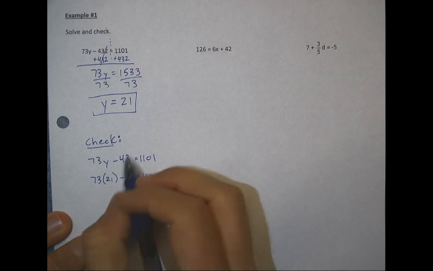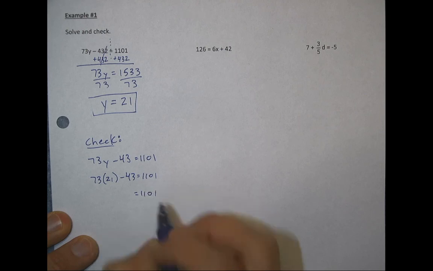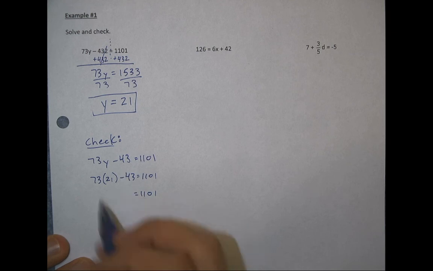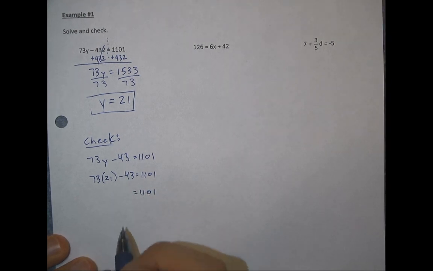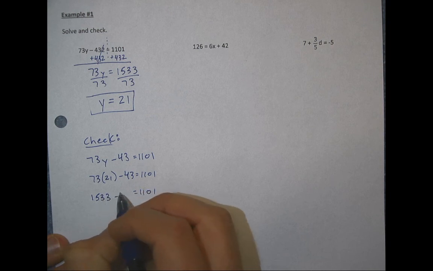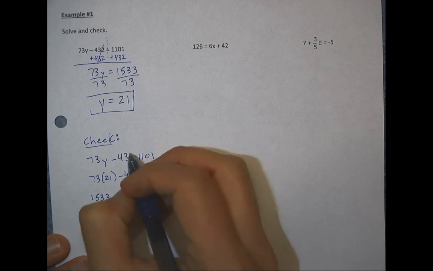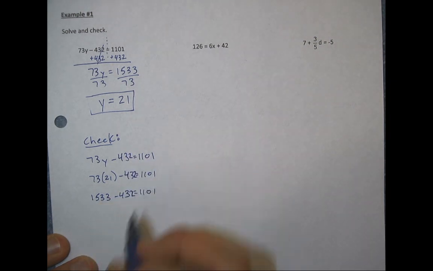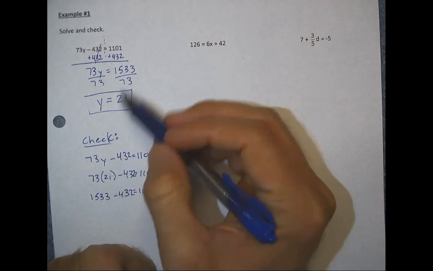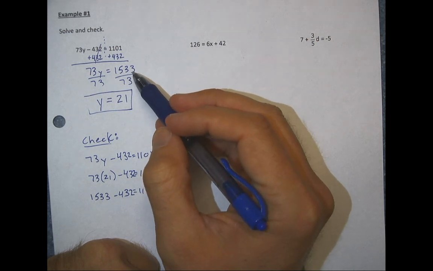Multiply this. Now we're just going to simplify the left side, simplify the right side. The right side is already simplified, so we're not doing anything with it. It's going to stay 1,101. We're going to simplify the left side and see if it comes out equal to that. So when I multiply here, I get 1533. And this should be a 432. All right, and you'll notice when we work backwards through this problem and then back forwards with our answer in the check, we're going to have a lot of similar numbers as we move through this.